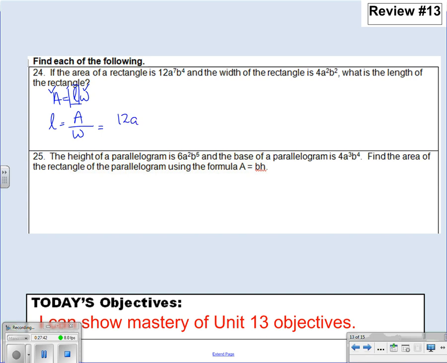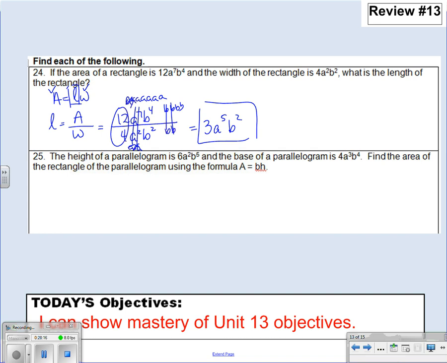So the area is 12, a to the 7th, b to the 4th. The width is 4, a squared, b squared. 12 divided by 4 is 3. When I stamp out the a's, there's 7 on top. There's 2 on bottom. So 2 are going to cancel, and we're left with a to the 5th. With the b's, we have 4 on top, 2 on bottom. Cancel out, we're left with b squared. So this is our length.